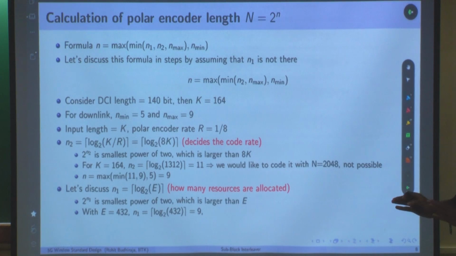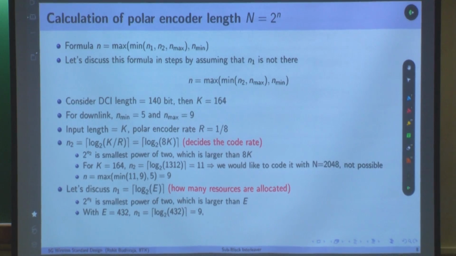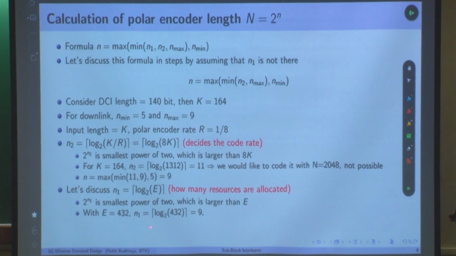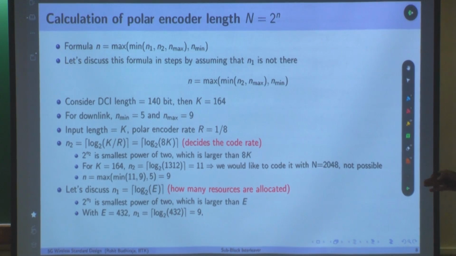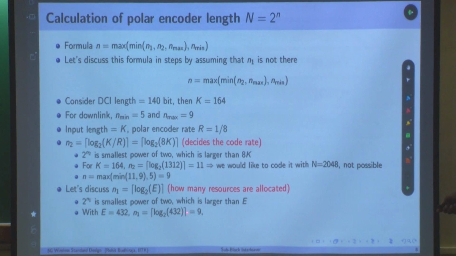Now let's say 432 is allocated. A user is allocated a core set of size 432 bits. What will happen here? You do the same operation, log 432 to the base 2. What will you get over here? 9, because 512 is 2 to the power 9, and it is more than 2 to the power 8, which is 256. So it is between 256 and 512, and you will get something like 8.3 or 8.4. If you ceil it, you will get 9. So N1 is coming out to be 9.